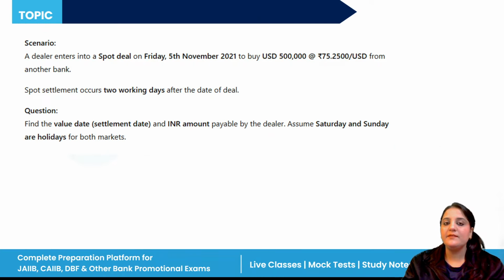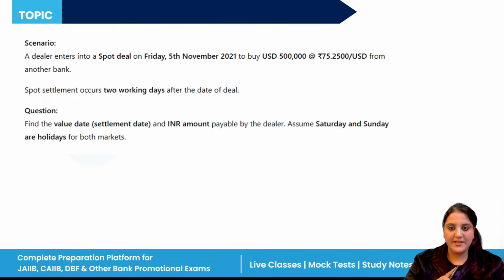If a dealer enters into a spot deal on Friday 5th of November 2021 to buy $5 lakh at 75 rupees 0.2500 paisa from another bank, spot settlement occurs after 2 working days. We know that. Ready means cash deal, which happens immediately. Tom means tomorrow. Spot is T plus 2 days, and a forward deal is any date after the spot date.